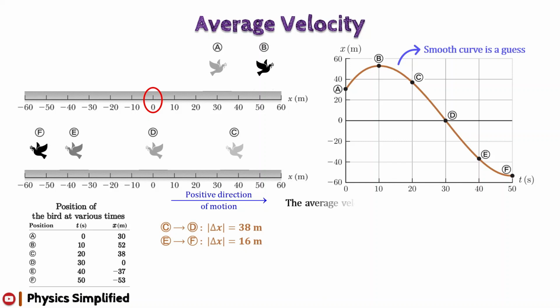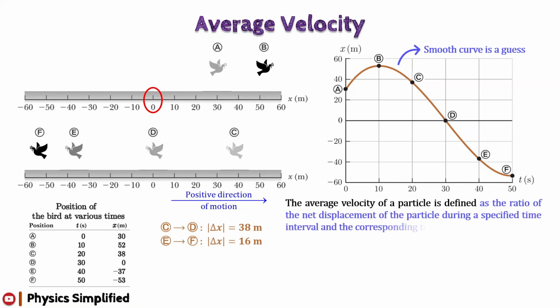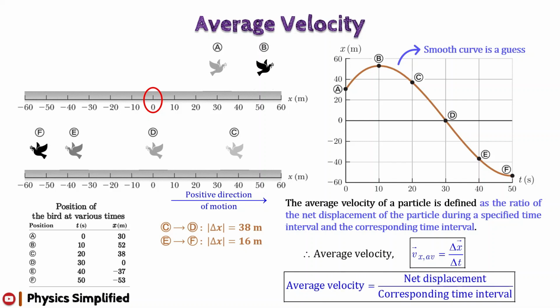So, the average velocity of a particle is defined as the net displacement of the particle, in this case, delta x, divided by the time interval, delta t, during which the displacement occurs. In mathematical notation, the average velocity is given by vector v suffix x av is equal to vector delta x divided by delta t. In words, average velocity is equal to net displacement divided by the corresponding time interval. So, to find the average velocity, we need to know the total or net displacement from the initial to the final position and need not consider the nature of motion between the initial and final positions.